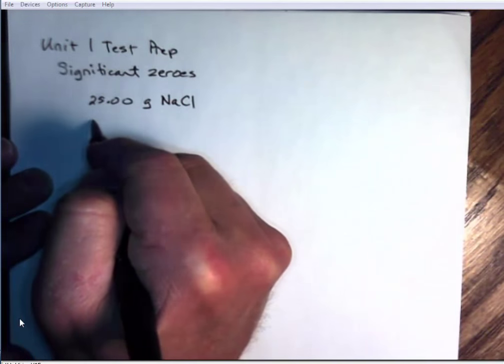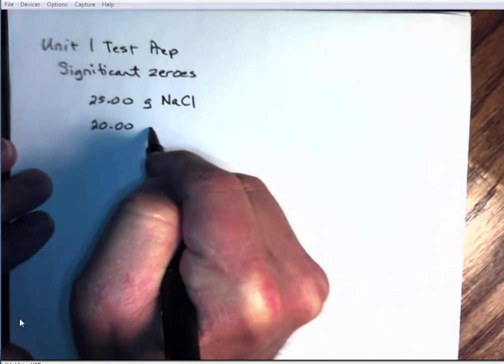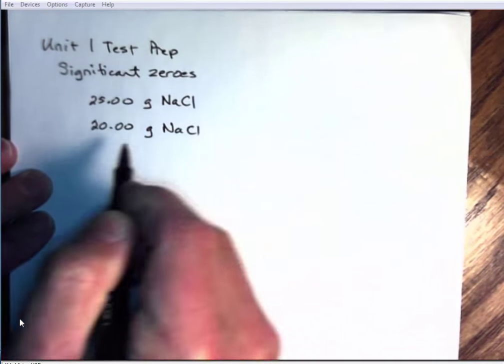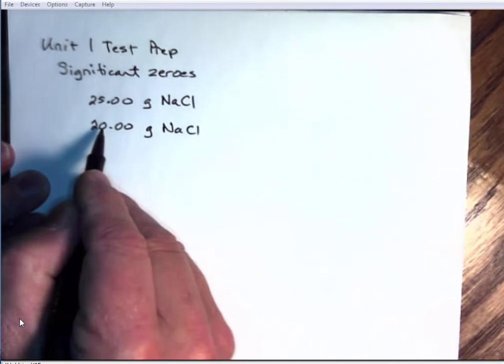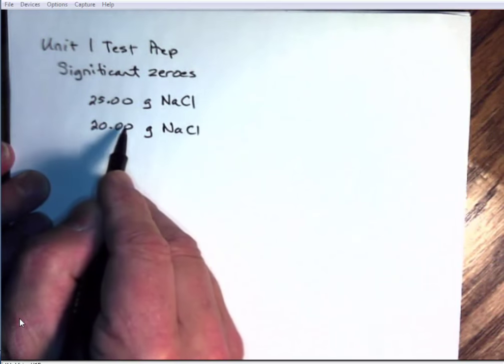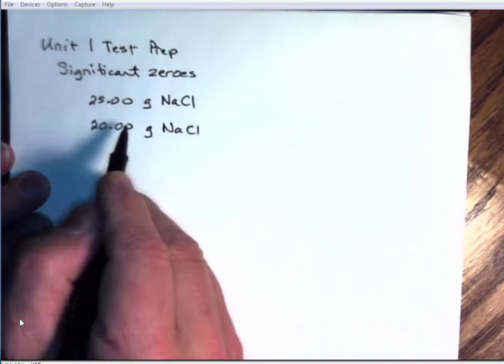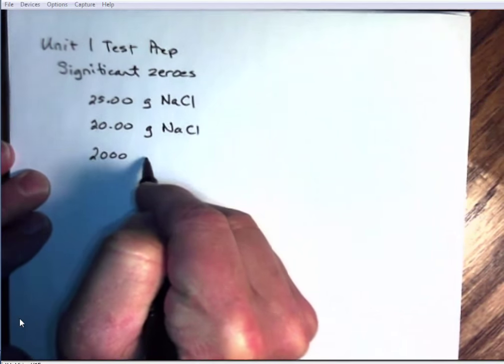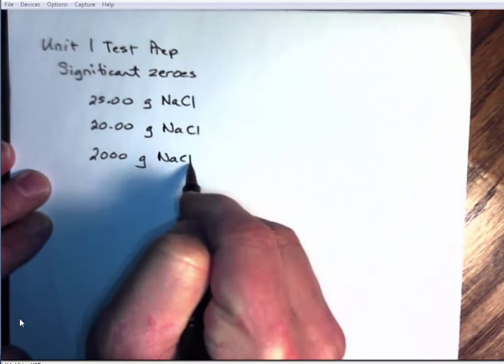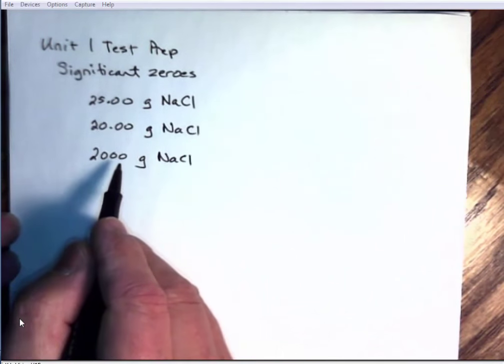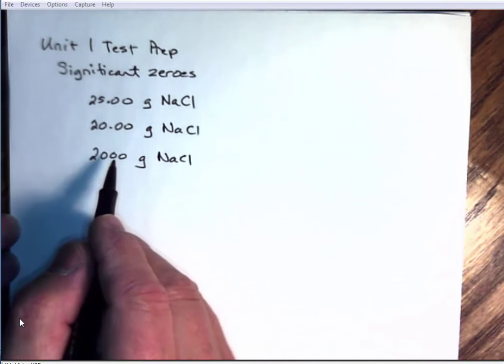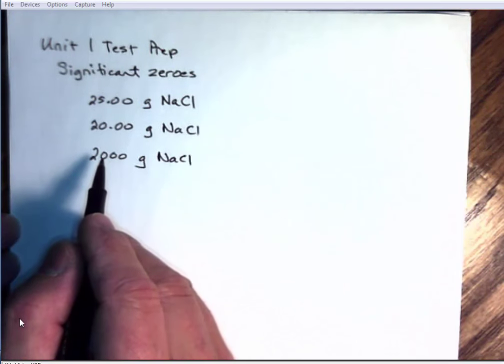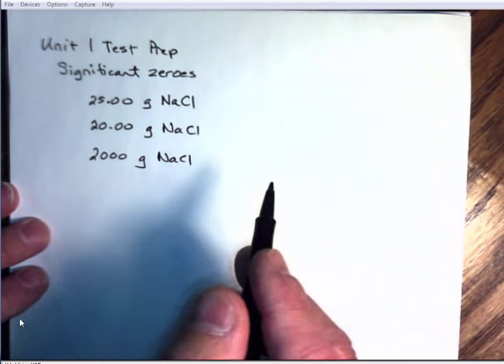Okay, so if I have, let's say, 20.00 grams of NaCl, well, those trailing zeros are significant because I've got a decimal place. All three zeros are trailing zeros. They're all significant because there's a decimal place. On the other hand, if I have this much sodium chloride, there's no decimal place. So I really don't know if the trailing zeros are significant or not, and so we treat those zeros as if they are not significant. That makes sense? Yes? All right.